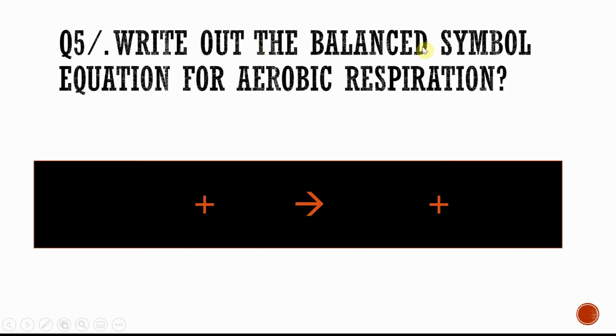5. Write out the balanced symbol equation for aerobic respiration. It's something plus something gives you something plus something. So it's a balanced symbol equation. Pause it here to get that done.